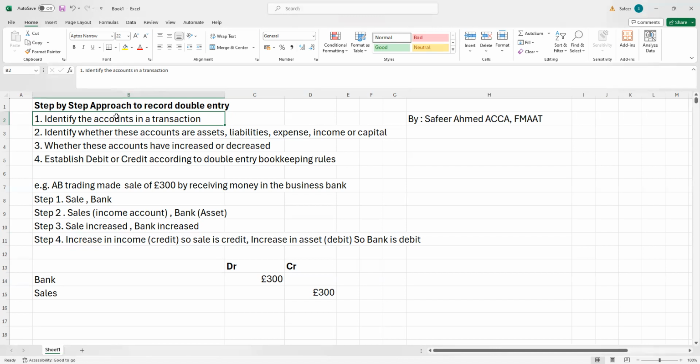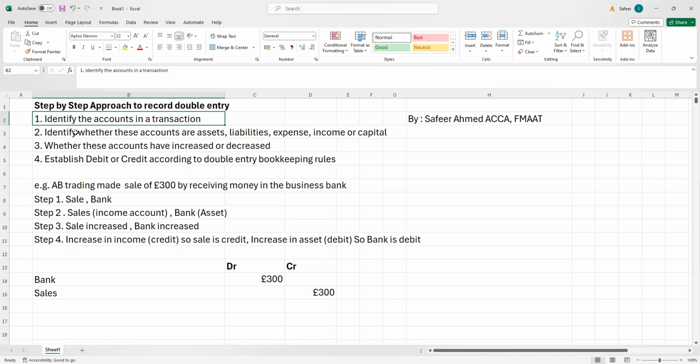Okay, so I just created a step-by-step approach for when you want to record a double entry for a transaction. Now, if you follow this step-by-step approach, you won't go wrong as long as you have identified the correct accounts, correct ledger accounts, in other words, and you record them in accordance with the double entry bookkeeping rules.